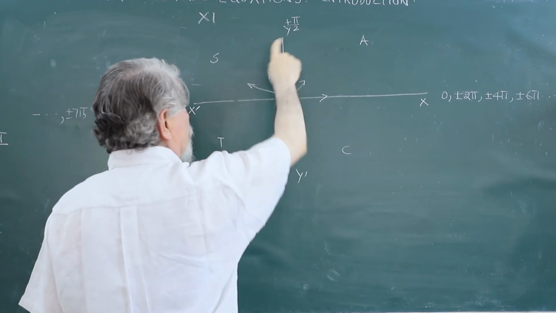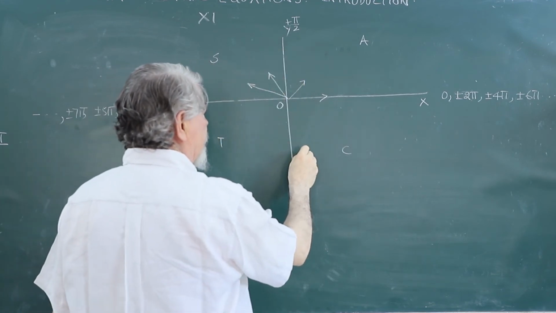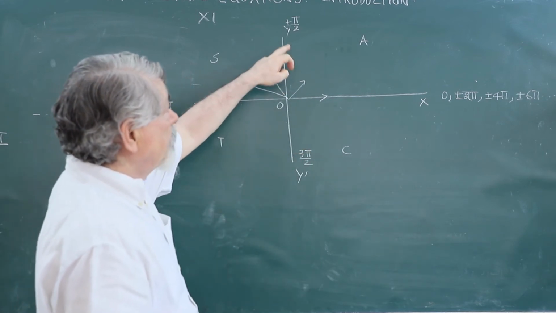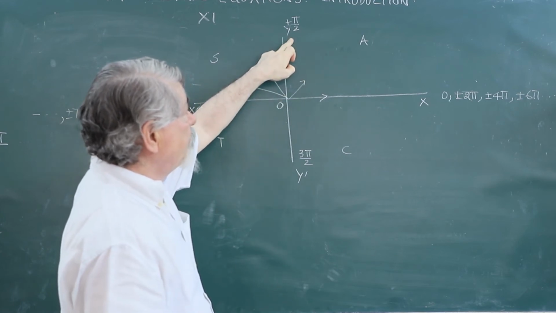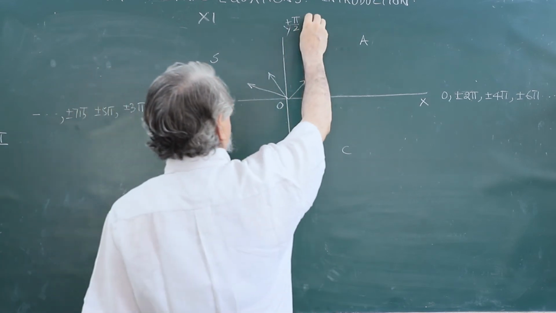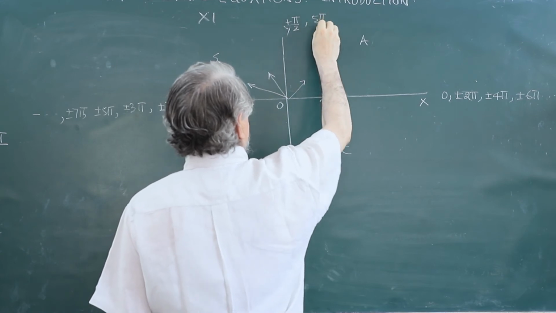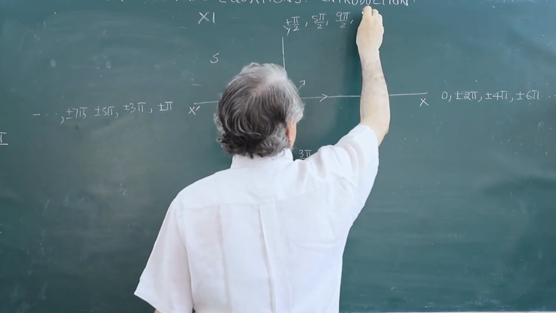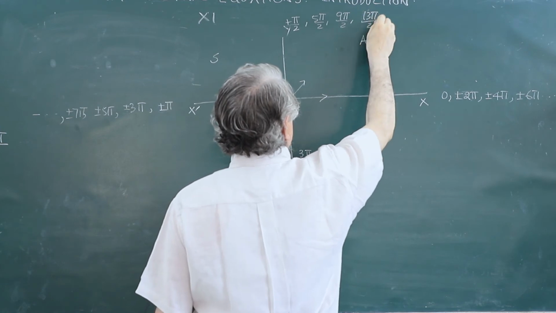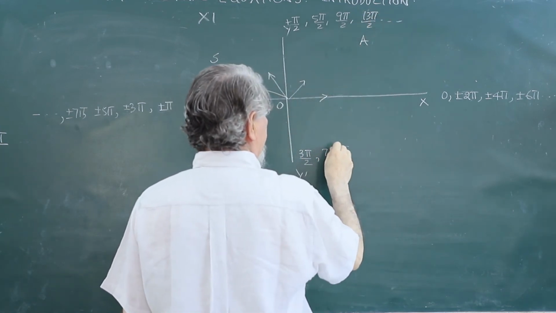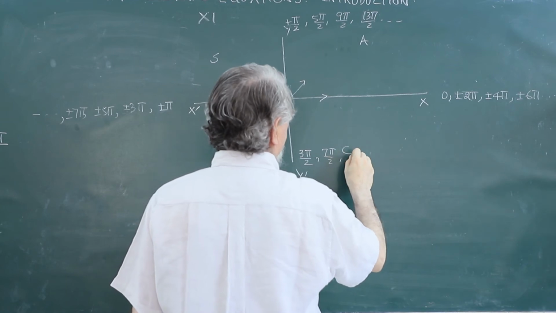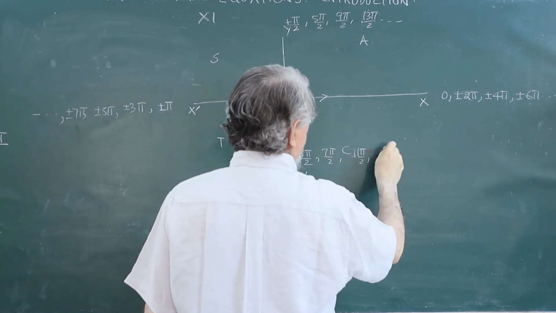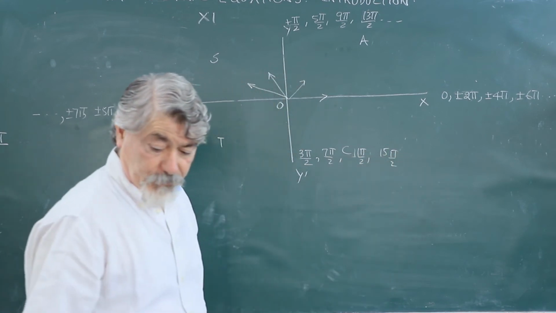So let us see the values as you move from this side. How much will be pi by 2? 90 degrees. And here it is 3 pi by 2. If you add again, how much will you add? You will add pi, so it will become 5 pi by 2, then 7 pi by 2, 9 pi by 2, 11 pi by 2, 13 pi by 2, 15 pi by 2. All the values will come here.